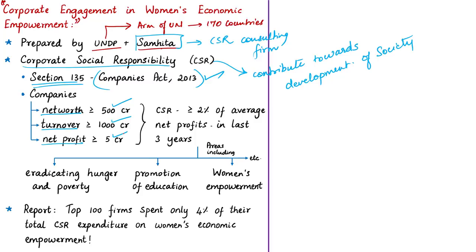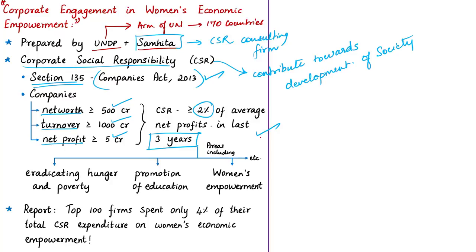Now, the Companies Act of 2013 mandates such companies to spend at least 2% of the average net profits of the company on CSR. And this average net profit is the profit which was made during the 3 immediately preceding financial years by that company.